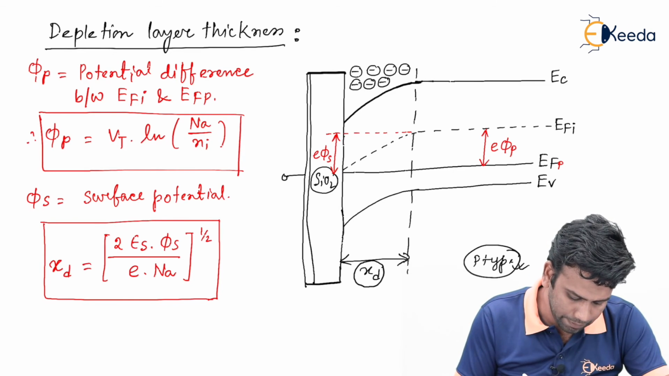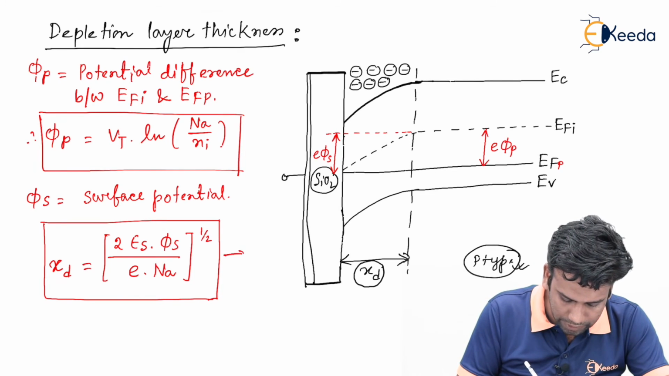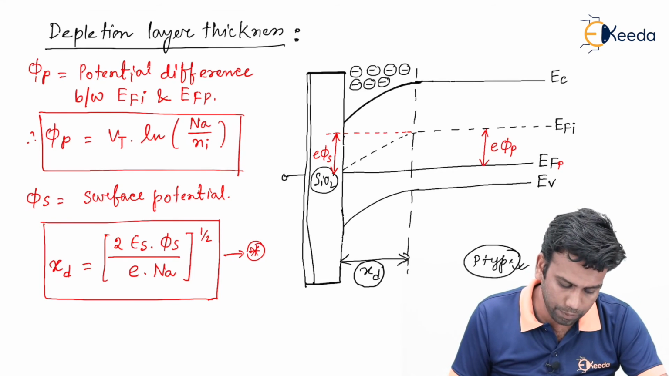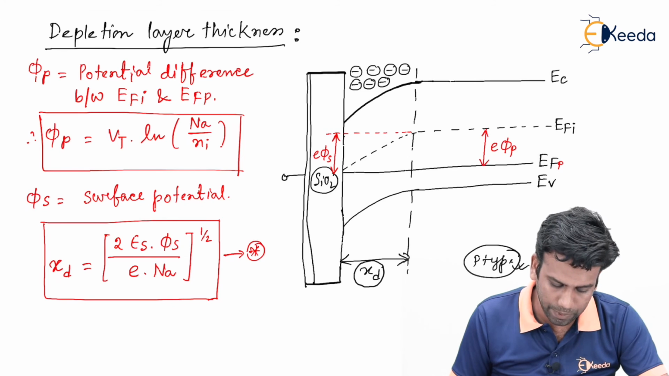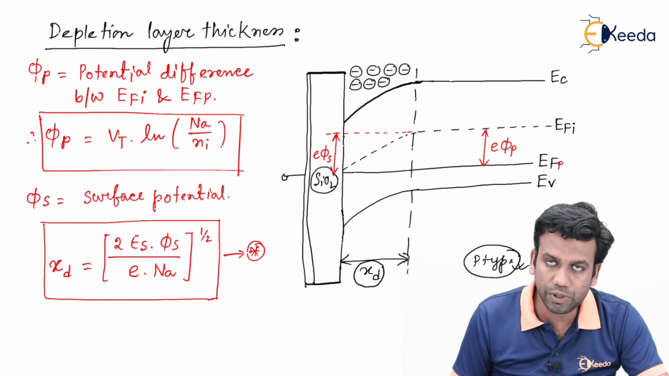That is why I am using this conclusion, and this XD will give us the depletion layer thickness in the depletion mode of the MOS capacitor. So this is all about the depletion layer thickness XD in the MOSFET.